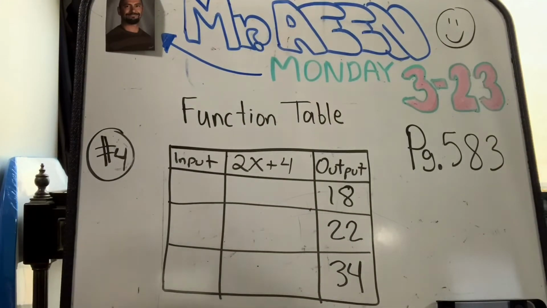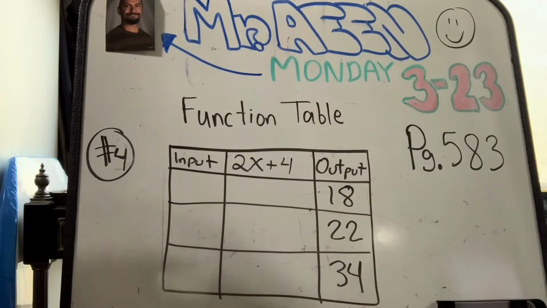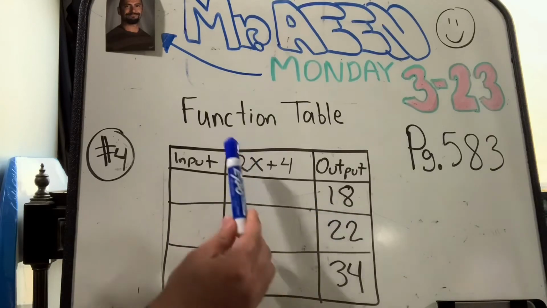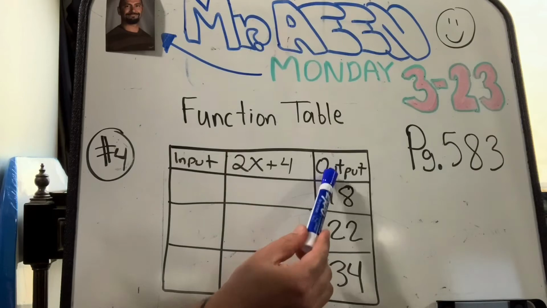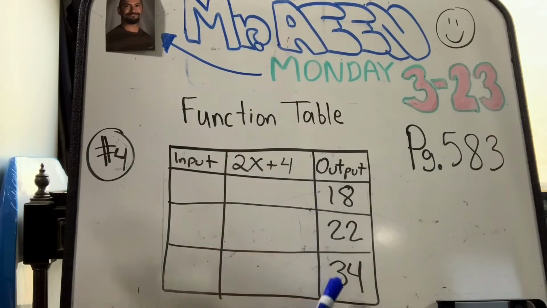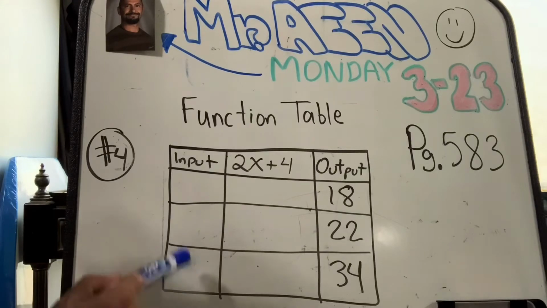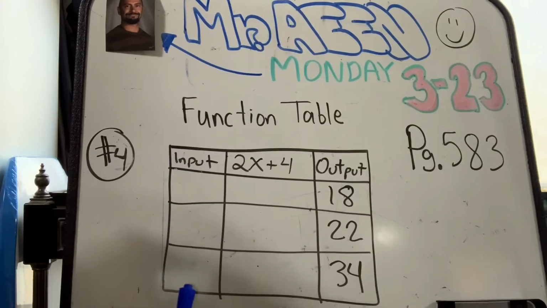Okay, class, let's do one more problem. This is number 4, page 583. Now, this one looks like we have to run the machine backwards. That means we have to solve the function table backwards. Why? Because we already have the answers. We have the output numbers. We don't know what we put in the machine or input. See, input.